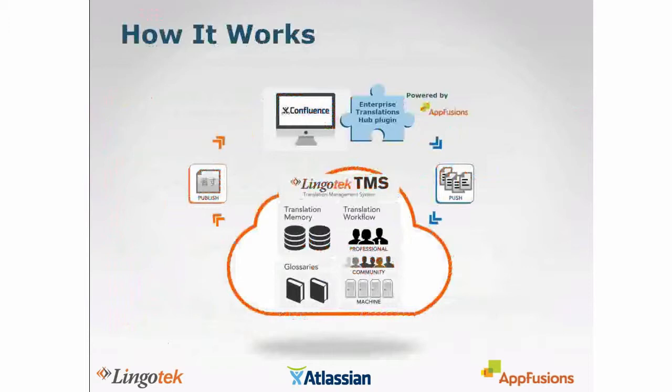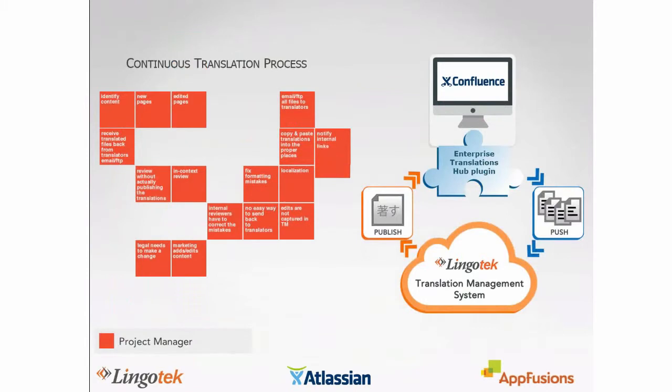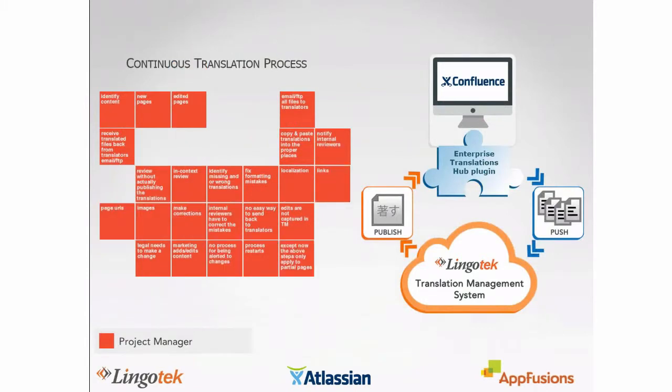So how does this all work? Well, our friends at AppFusions have created the Enterprise Translation Hub plugin, which is a Confluence plugin that allows you to hook up Confluence to Lingotek's cloud-based translation memory system. Content is then routed from Confluence into the Lingotek TMS where it can be translated using any number of workflows. And upon completion of those translations, they are published back to Confluence where they are immediately available for use by your customers.